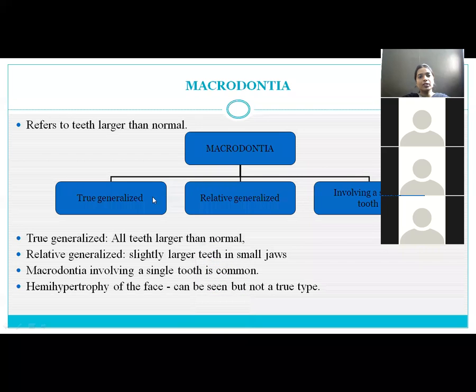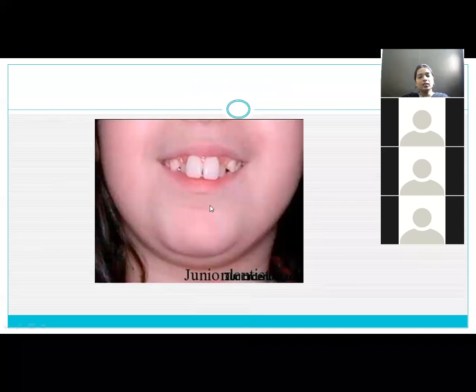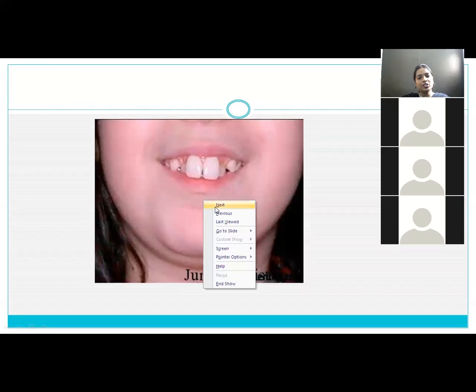So this is the classification of macrodontia: first true generalized, relative generalized, and involving a single tooth. This is macrodontia involving a single tooth. See the clinical picture of macrodontia. The teeth are larger in size than the normal teeth.